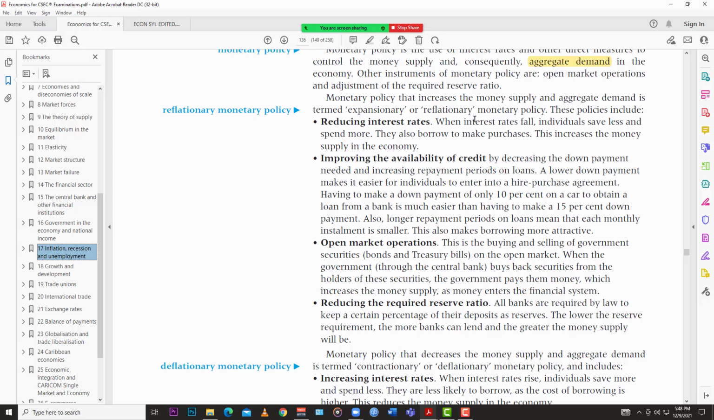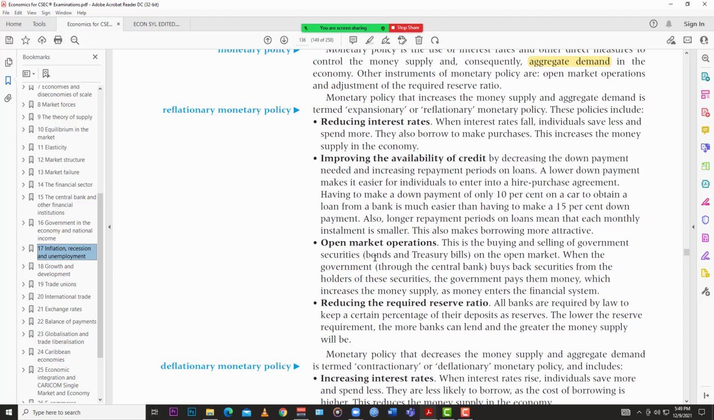Then we have our next oldie but goodie, open market operations. Remember, we look at treasury bills and treasury bonds, and we said that if the government wants to increase the money supply and increase demand, they would go and buy treasury bonds. So that would put money into people's pockets and into the economy, and that can cause a bump in the aggregate demand. So this is the buying and selling of government securities. That's open market operations on the open market.